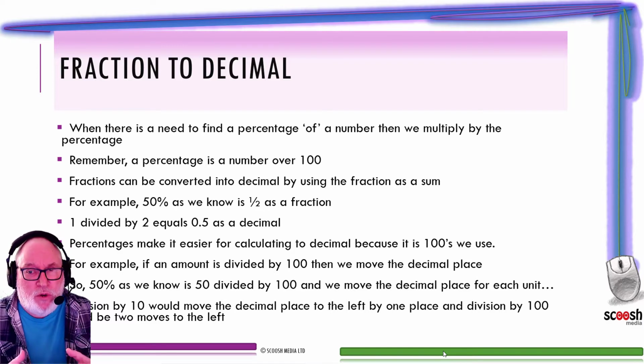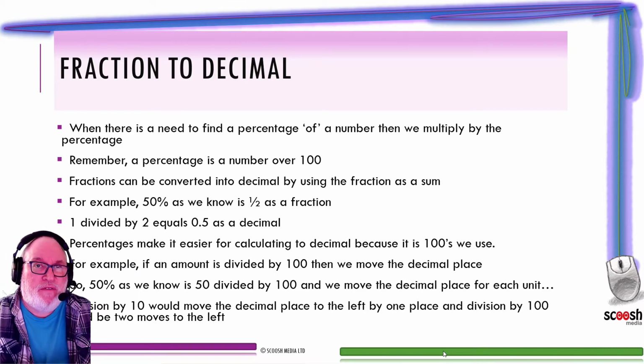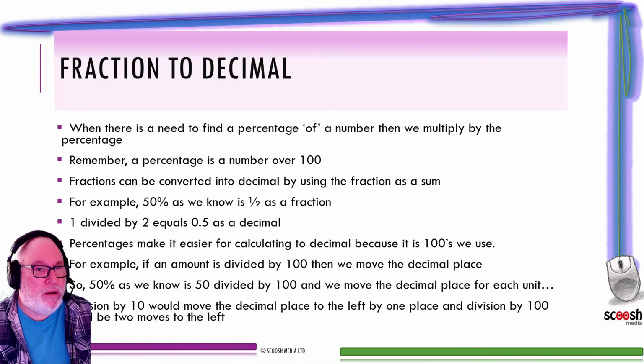What I did say to you is that we move the decimal place. So if it's 50%, for example, we know that it's 0.5, but 50 divided by 100. So what you would do is move the decimal place 2 places to the left, which would then give you 0.5. Let me illustrate that a little bit better for you.